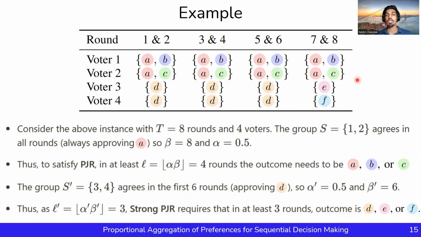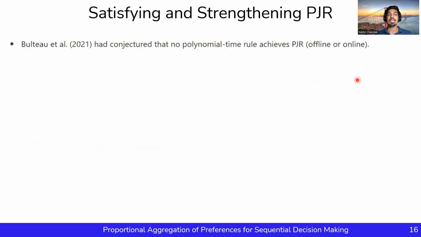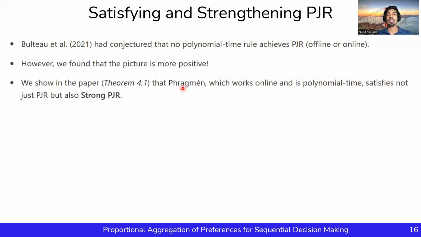The question is whether or how we can satisfy these axioms. In fact, in 2021, Bulteau et al. had conjectured that no polynomial time rule achieves PGR. However, we found that the picture is actually much more positive. In fact, in our paper, we show that FRAGMENT, a rule which works online and is polynomial time, satisfies not just PGR, but also strong PGR.